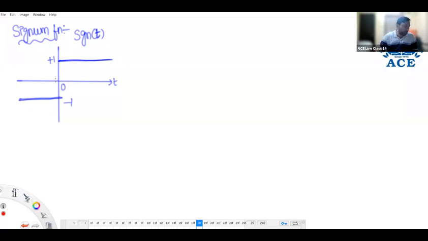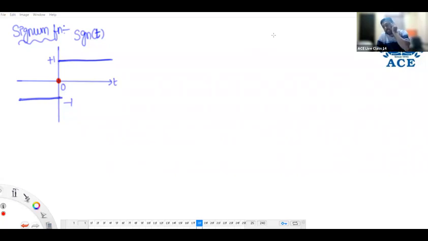Can you tell what is the value at origin? What is signum function value at origin, sir? Actually, it is discontinuous. We have a jump in the level from -1 to 1, but average value 0. If you take average, 1 minus 1 by 2 is 0.